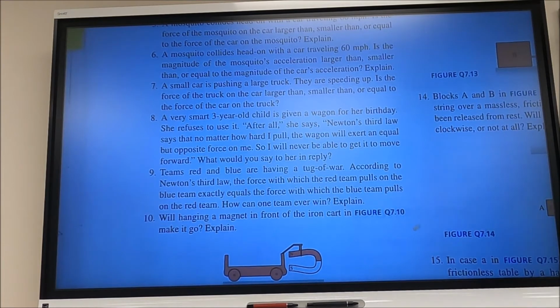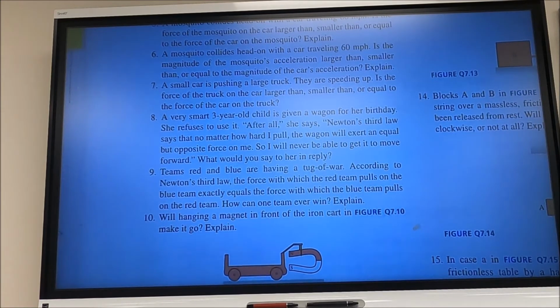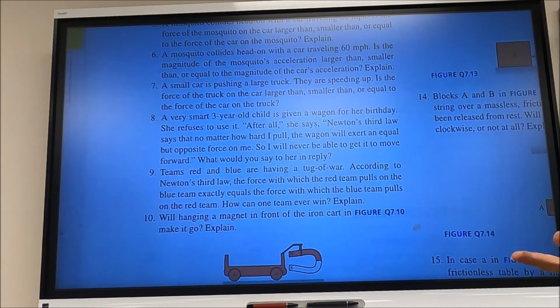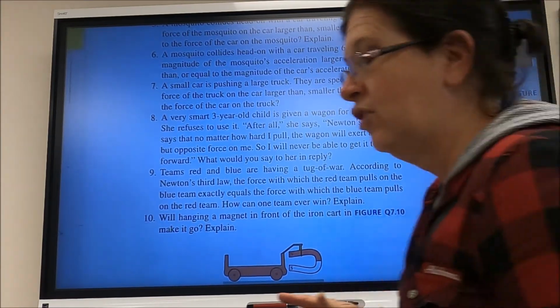Okay? Now, if we look at problem 7, it says a small car is pushing on a large truck. They are speeding up. Is the force of the truck on the car larger than, smaller than, or equal to the force of the car on the truck? Well, if the small car pushes on the truck, then the truck has to push back on the small car. So that's an action-reaction pair of forces. The force of the small car on the truck and the truck on the small car have to be equal to each other. Okay, so that's not a problem, that was just a question.